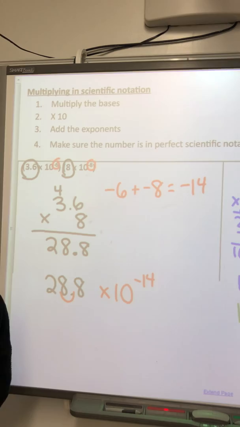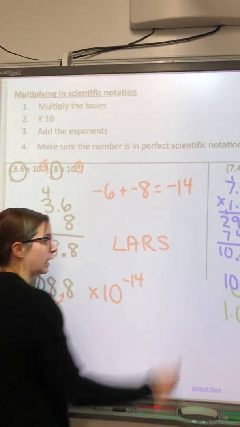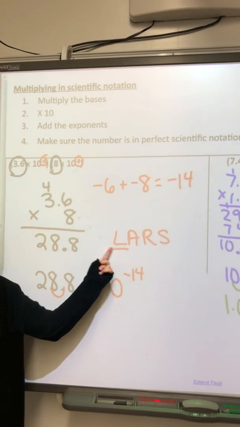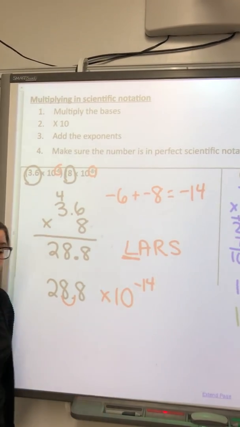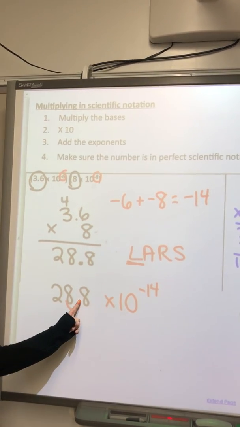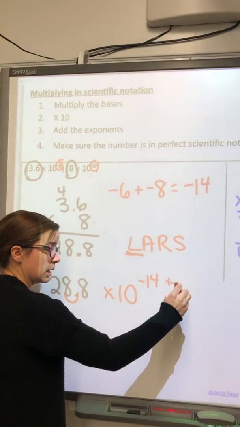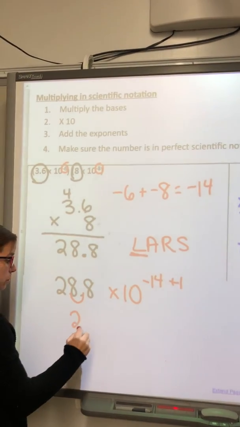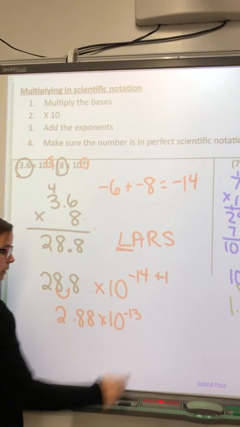So what I have to do is move the decimal one spot. Here's the strategy that I use. I use what's called LARS. If you move the decimal to the left, you have to add an exponent. If I'd be moving the decimal to the right, I'd subtract an exponent. But here I have to move it one spot to the left, so I have to add an exponent to this. So it's 2.88 times 10 to the -13.